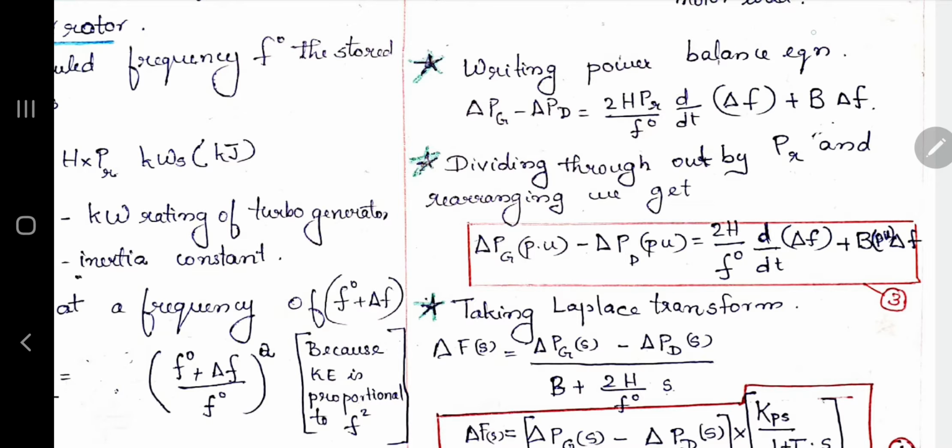If we divide by the rated value, we will get the per unit value. So ΔPg divided by PR gives you the per unit value. ΔPD by PR gives you the per unit ΔPD. Similarly, here PR by PR will be cancelled out, and the remaining term we divide with PR. What happens to B? Even though it is a constant, B is actually ∂PD/∂F. So if you divide by PR, ∂PD/PR is the increment in the load divided by rated power, so this also becomes a per unit value. That is why we represent it as B per unit into ΔF.